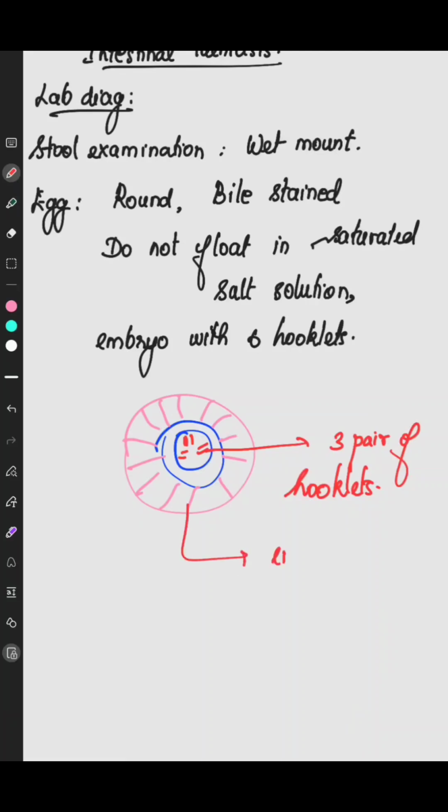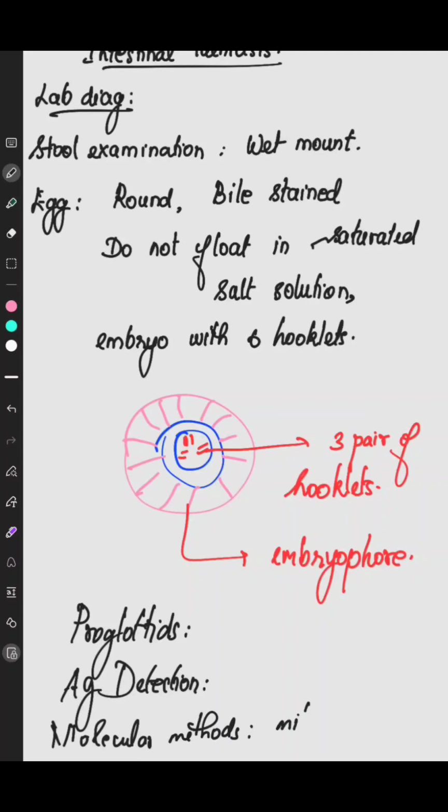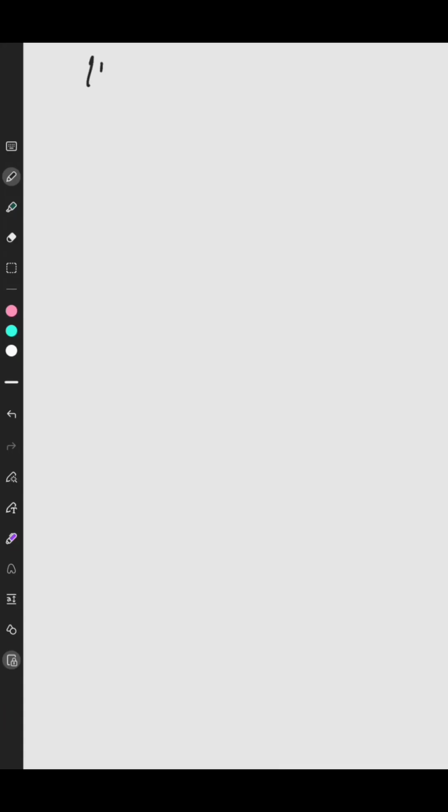The larva is also present in the taeniasis infection: Cysticercus bovis in Taenia saginata and Cysticercus cellulosae in Taenia solium. The adult will have suckers for attachment, and proglottids can also be seen. Antigen detection, coproantigen can be detected, and molecular methods are done targeting the mitochondrial DNA, which can distinguish the Taenia species. And I think intestinal taeniasis is also clear for you guys.